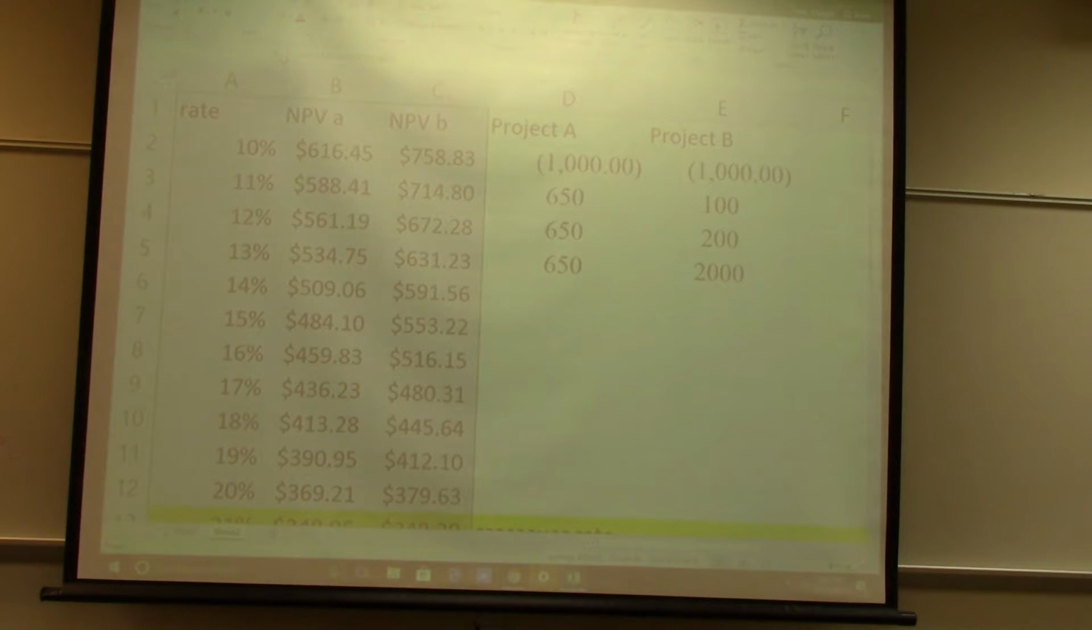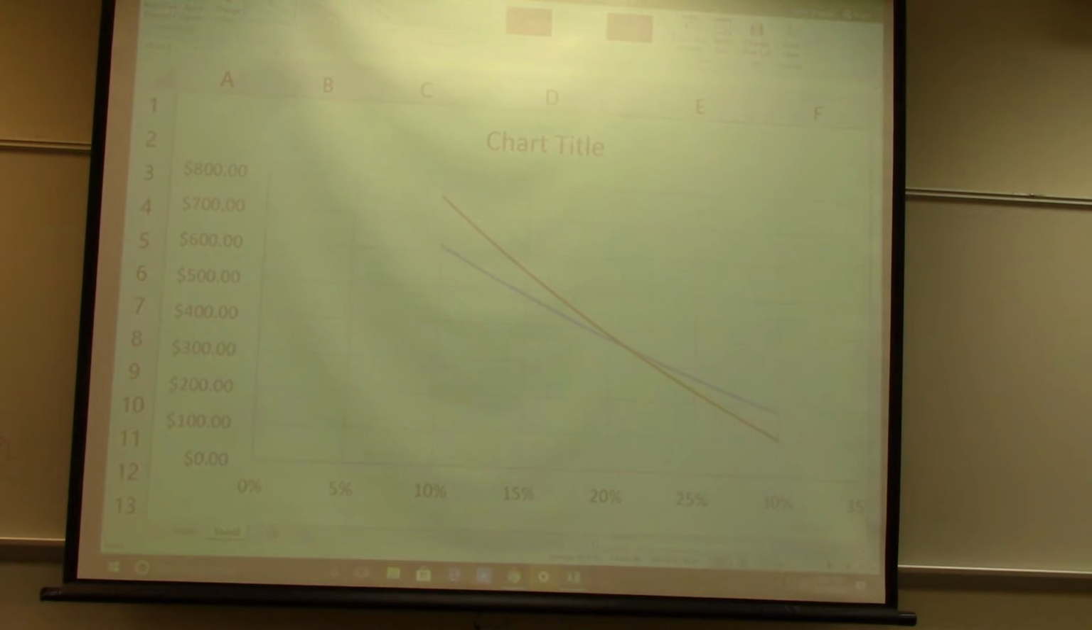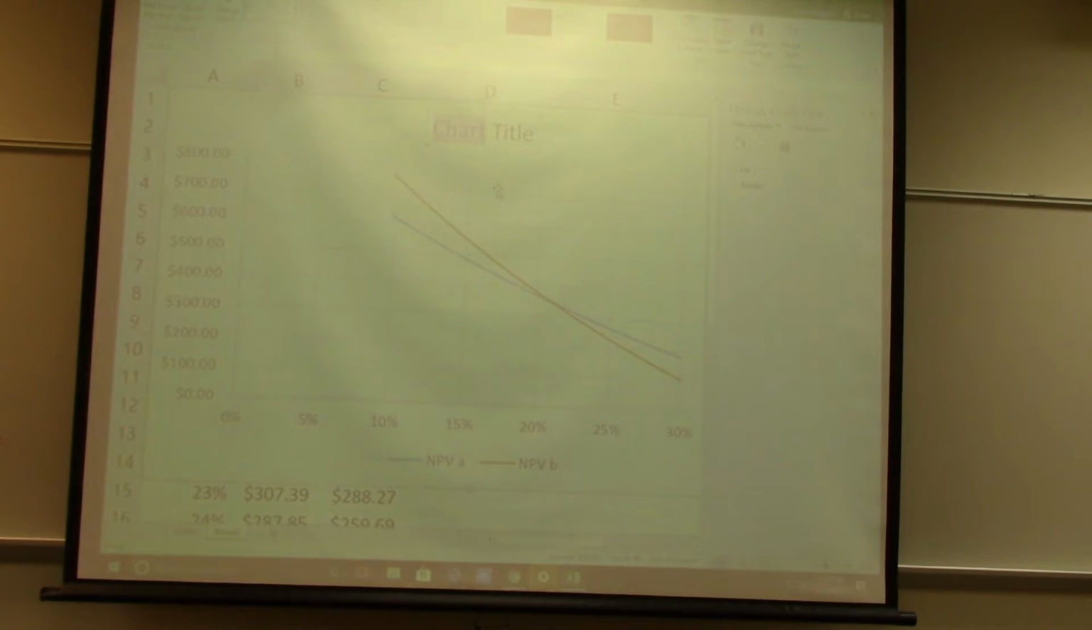But let me draw that in a graph. And here it is. So see, this is the NPV profile. This is the crossover rate. If the rate falls on the left side of the crossover rate, we should consider the orange one, NPVB. But if the rate is higher than this crossover rate, we will consider the blue one. Whichever NPV is higher is the ideal one. So the crossover rate is when the two projects' NPVs are the same. Yeah, so this is the NPV profile.